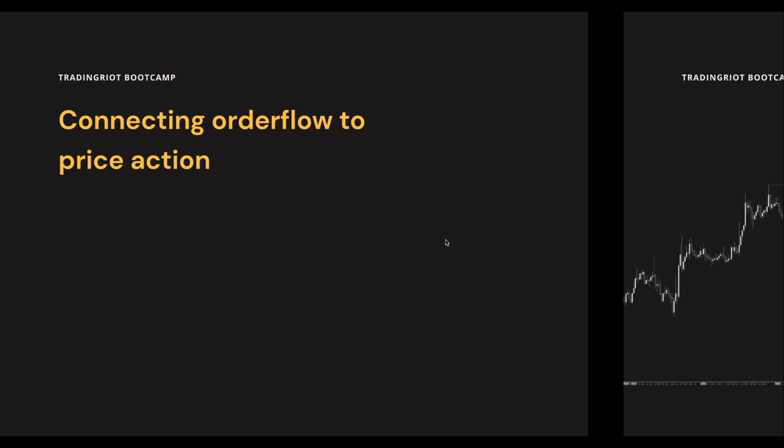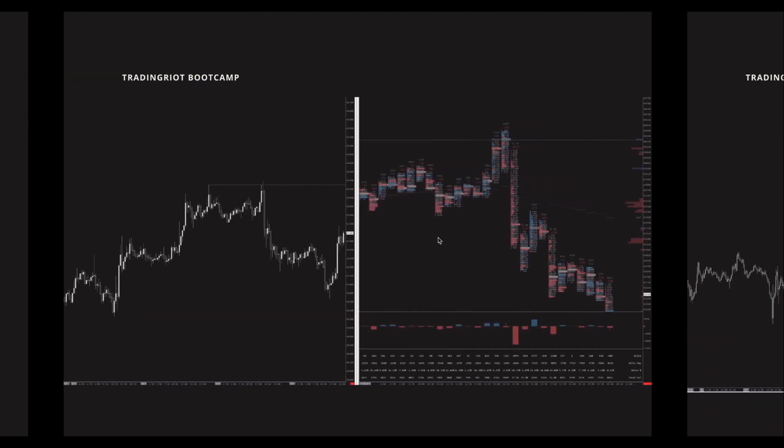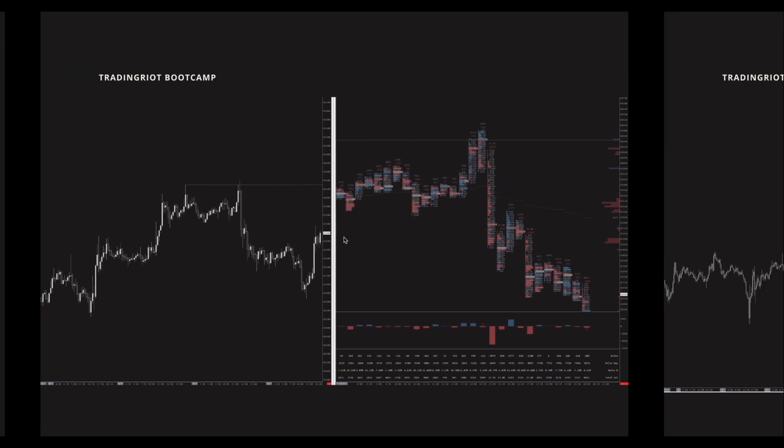So if this sounds interesting to you, I just wanted to let you know that there is this way of doing things. But obviously, right after this, we are jumping into auction market theory. So I have a bunch of examples here where we are going to talk about the confluence between order flow tools and the price action.